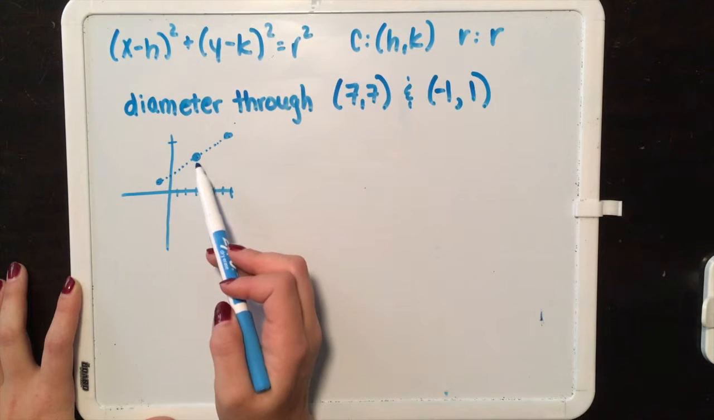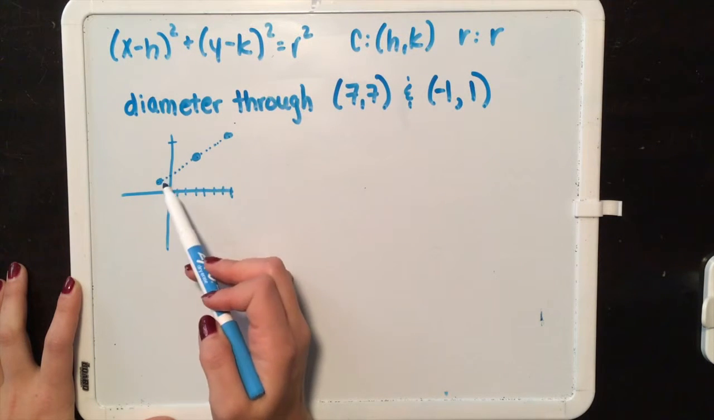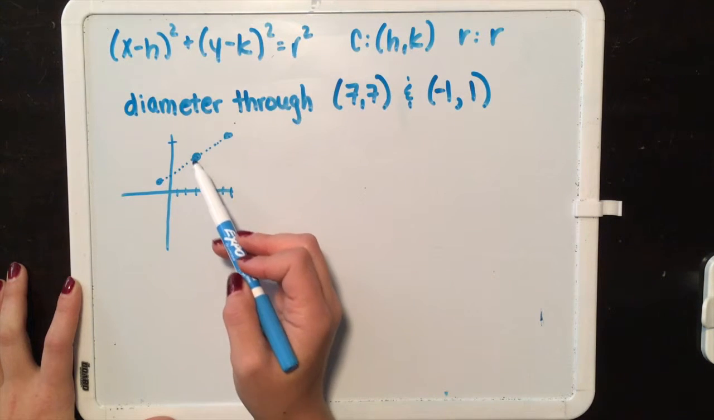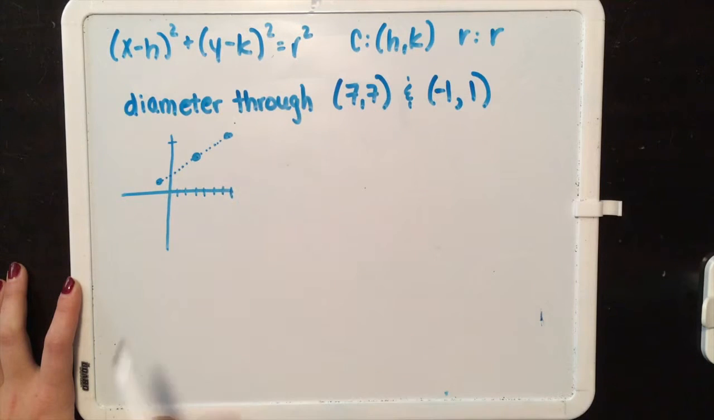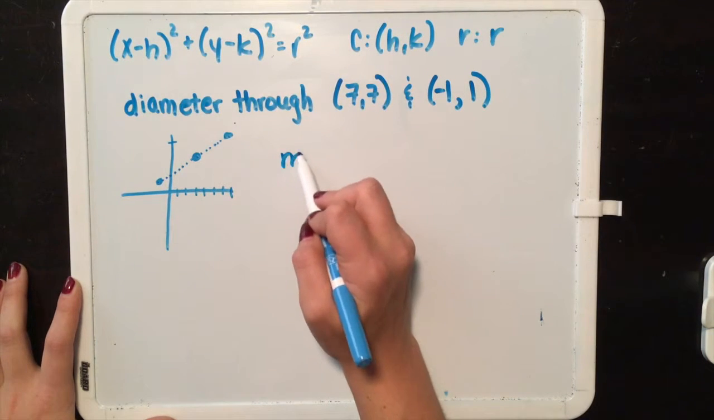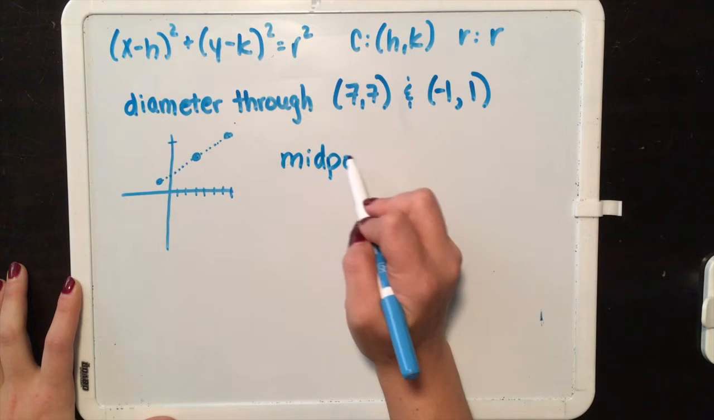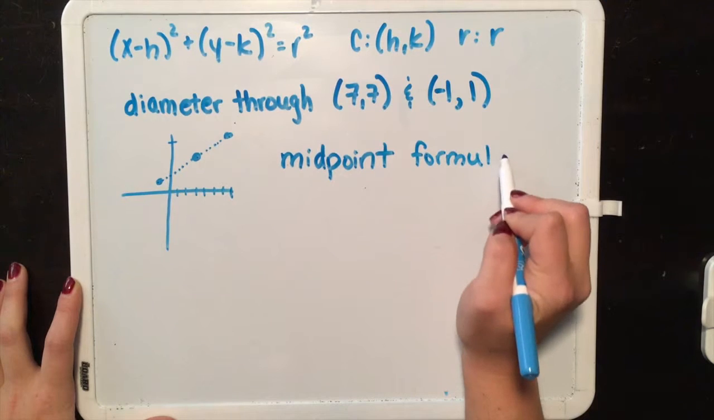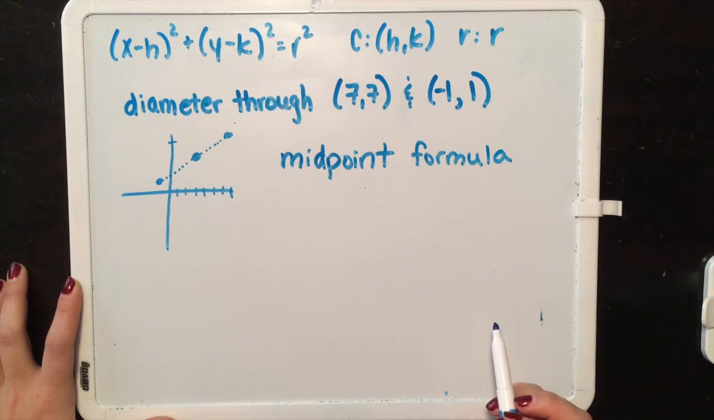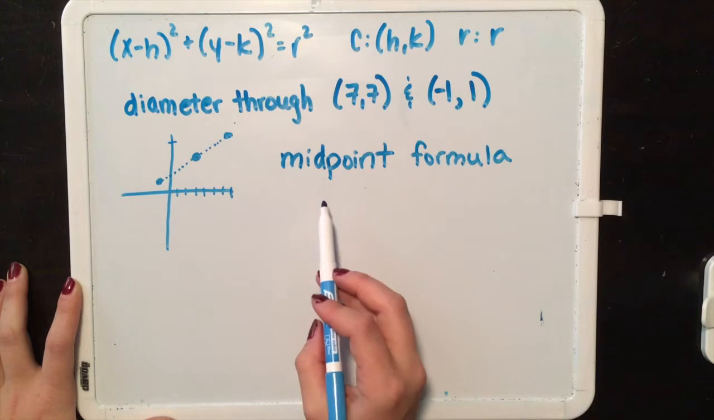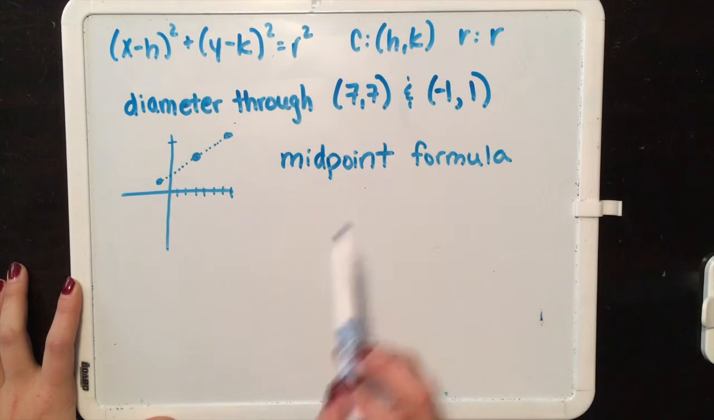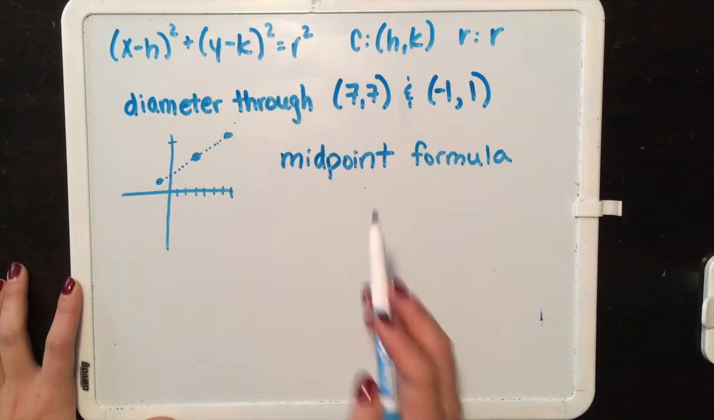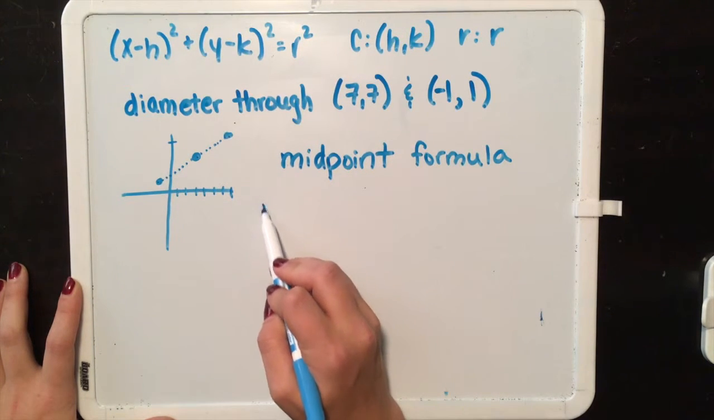The center of the circle is in the middle of the diameter. How do we find the middle between 2 points? We're going to use the midpoint formula. And if you need a refresher on the midpoint formula, make sure you check out my video. The midpoint formula is the average of the x values and the y values of the 2 points we're taking the midpoint of.